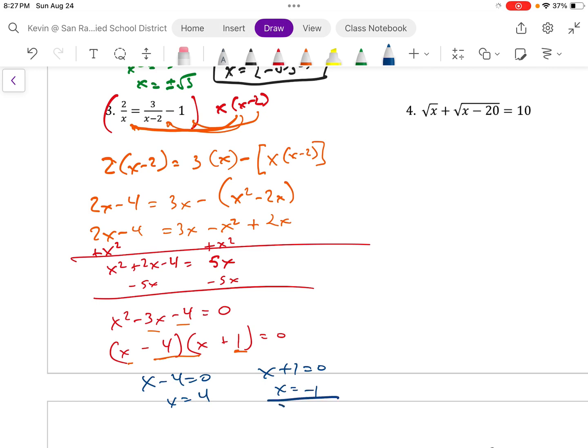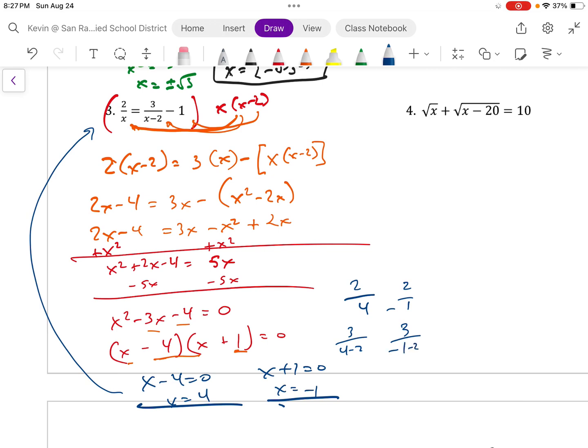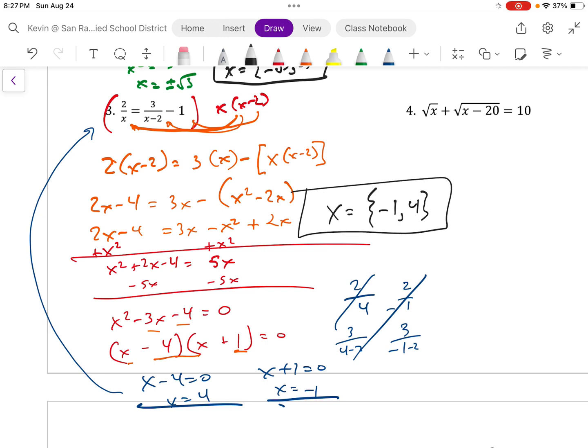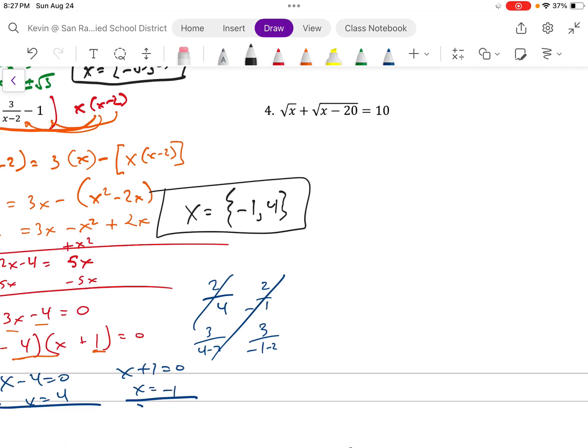I should check for extraneous solutions. So are both of these values okay? Can I put them up here? Well, 2x over 4 is okay, and 2 over negative 1 is okay. 3 over 4 minus 2 is okay, and 3 over negative 1 minus 2 is okay. So all of those work. So my solution set, x equals negative 1 and 4. And putting a box around it.